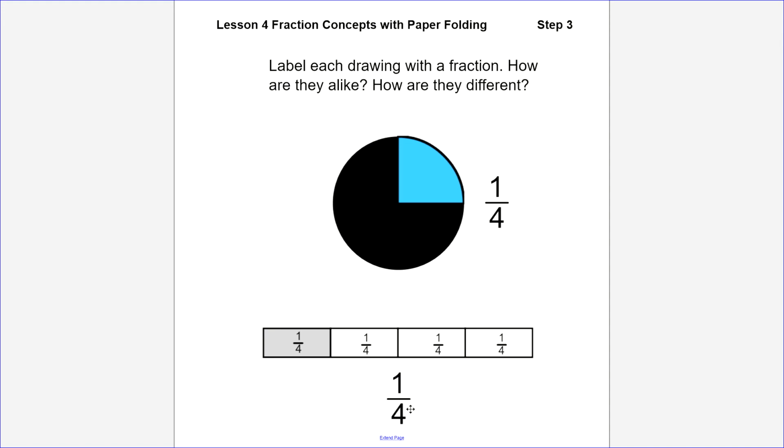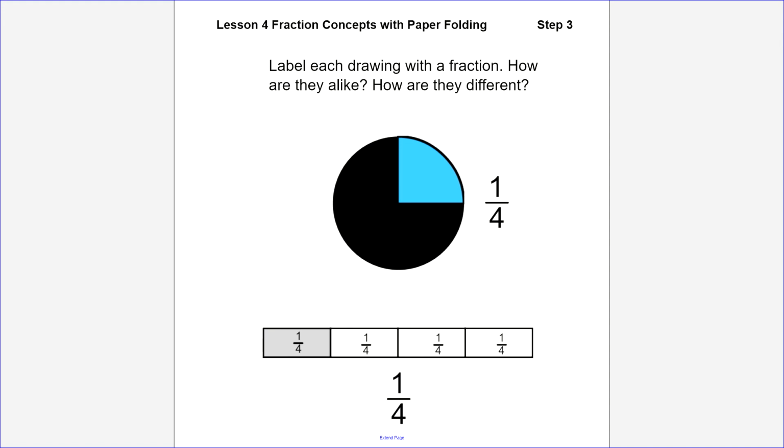Let's think for a moment. How are these drawings alike and how are they different? Well, I noticed that one way they're the same is that they're both broken into 4 equal parts, and they also both have one piece shaded or selected. So the fraction they're representing is the same, 1/4.